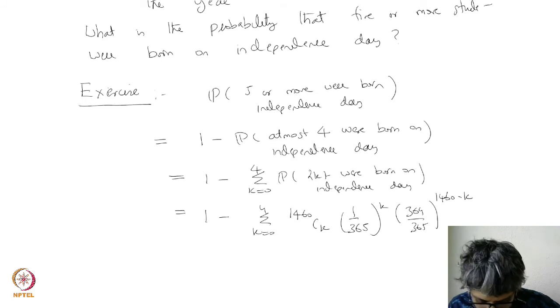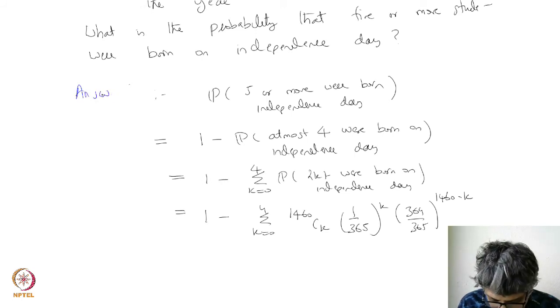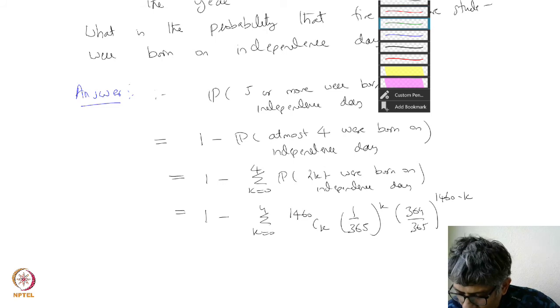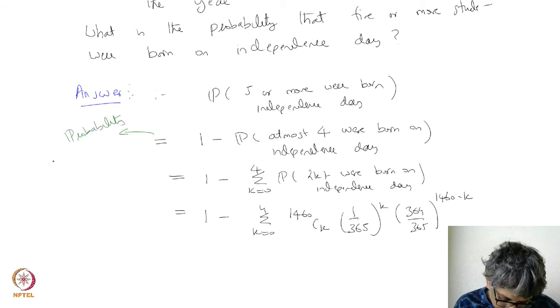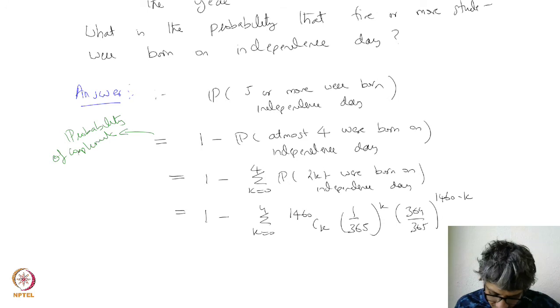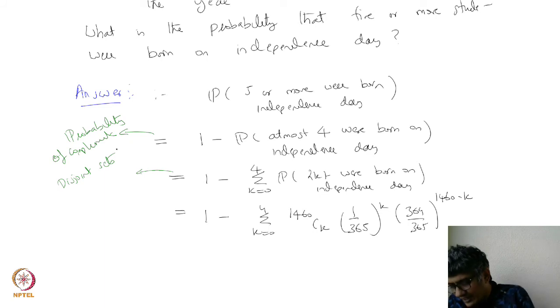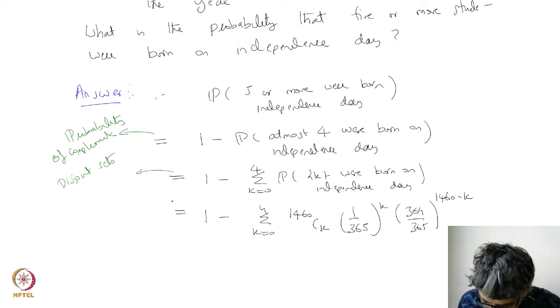So let me rewrite this as the answer, and I'll put the exercises as a sketch. What do you have to justify? This first part is clear, it's just using the fact about the probability of a complement. Now this part is also easy. It's just using the fact that you have disjoint unions. If you have at most 4, you have k equal to 0, 1, 2, 3, 4, and there's a union. So here's where the mathematics comes in.